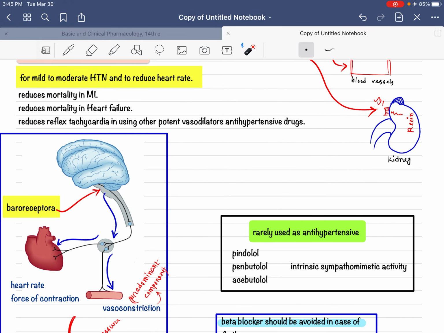And some beta blockers also have intrinsic sympathomimetic activity. That means pindolol, penbutolol and acebutolol, these drugs are mainly antagonists.